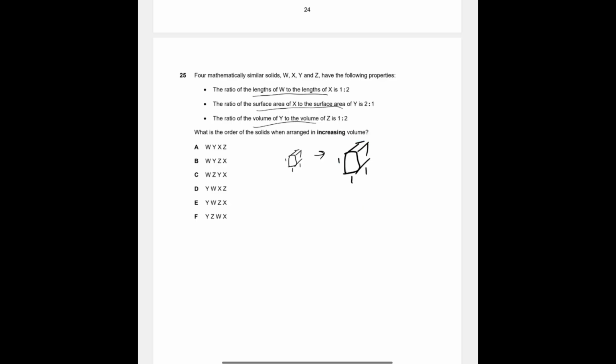So now this is k, this is k, and this is k. So we know the length scale factor is k over 1, which is just k. The area scale factor, if we look at this face, ends up at k squared, and it was initially 1 squared, so the area scale factor is k squared. And the volume ends up at k cubed, but it was initially 1 cubed, so that's k cubed.